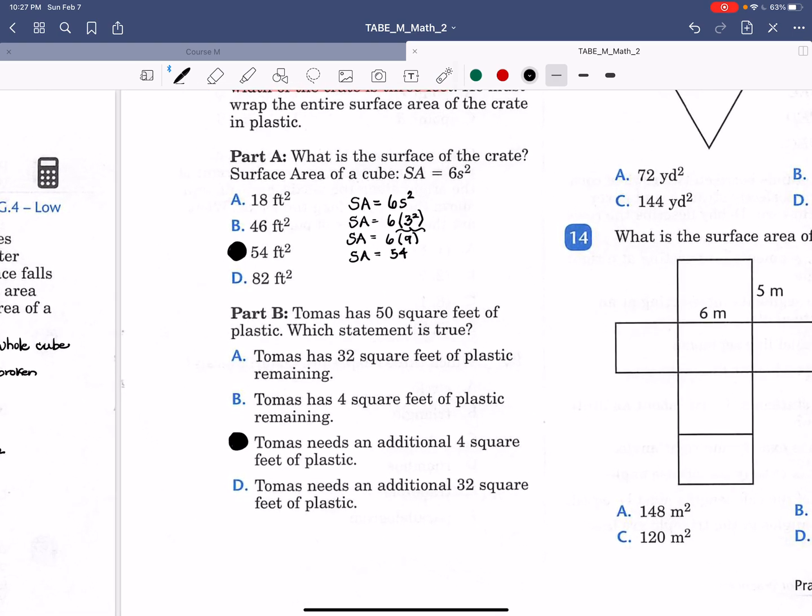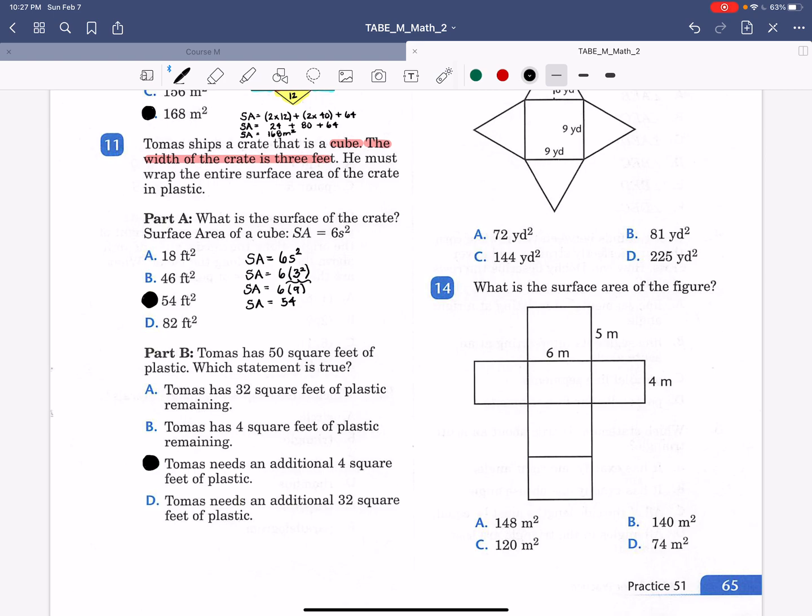So for number 11, part A is C, part B is C.